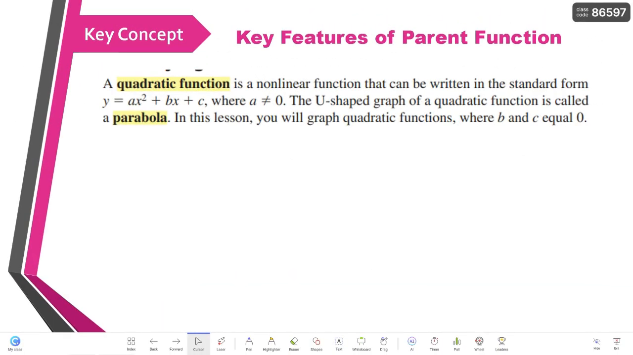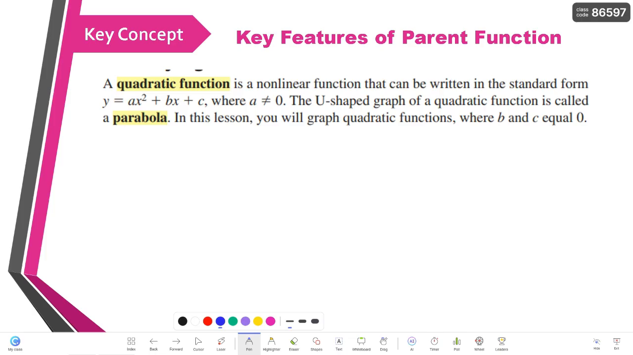So what is the parent function or the quadratic function? The quadratic function is a function that has a quadratic expression. That means we have x squared as the degree of this expression. This function could be written in this form: ax squared plus bx plus c, where a does not equal 0. Because if a was 0, the first term, ax squared, would be 0. So that makes the function a linear function instead of the quadratic one.